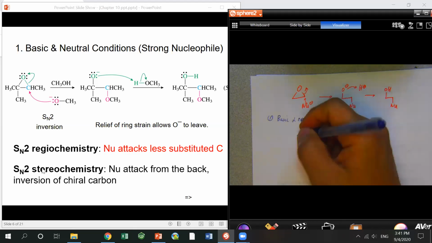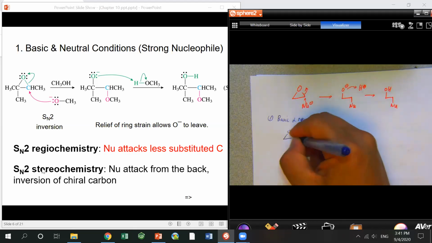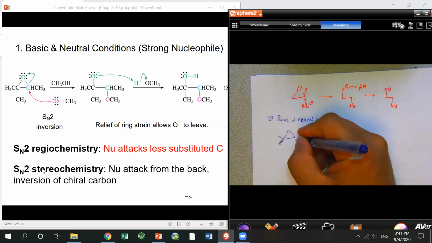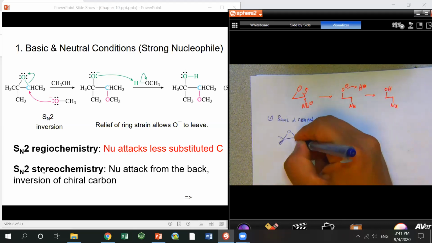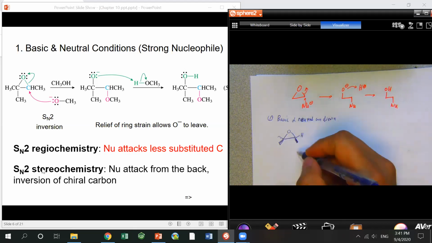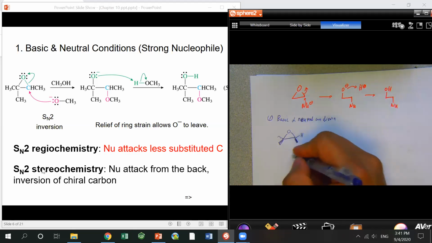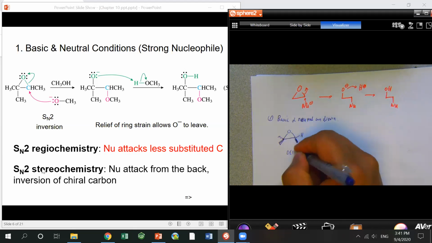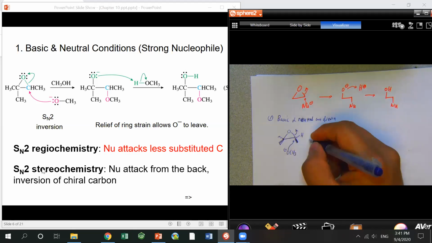Let me show you a little bit more. It's actually pretty much the same thing, just shown in wedge-bond structures. We have this epoxide, where one carbon has two methyl groups and the other carbon has only one methyl group. In this case, when the nucleophile comes in, it wants to attack the less substituted carbon and opens the ring this way.